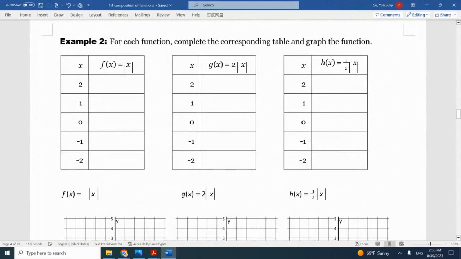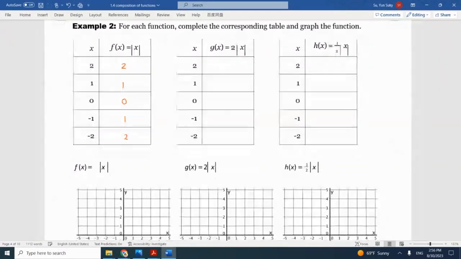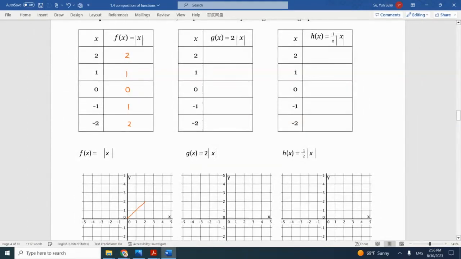Okay, so here, absolute value of x, we still know that 2, 1, 0, 1, 2. It's still the same thing. Maybe we can just copy it here. Yes, this is absolute value of x. Now something new, look at this. 2 times absolute value of x. These numbers are absolute value of x, right? Exactly, multiplied by 2. So 2 times 2 is 4, 2 times 1 is 2. Next one, 0. Next one, 2. And then 4.